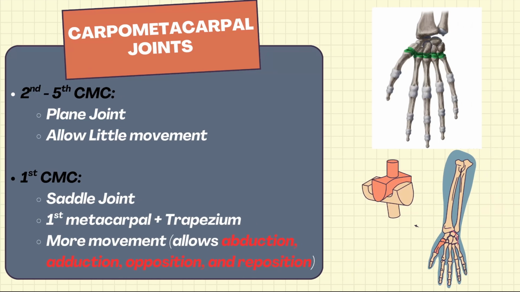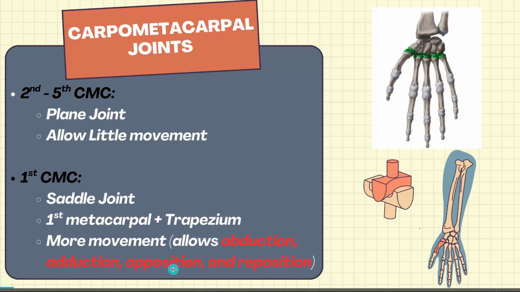Now that we finished the radiocarpal joint, we're going to start talking about the carpometacarpal joints. So we're basically moving distally. We just finished this area, now we're going to talk about this area. The carpometacarpal joints, all of them except the first digit, are plane joints, and these plane joints allow for little movement. However, the first carpometacarpal joint is a saddle joint. This saddle joint is formed between the first metacarpal bone and the trapezium carpal bone. And we know from F&D, a saddle joint allows for more movement than a plane joint. It allows for abduction, adduction, opposition, and reposition.